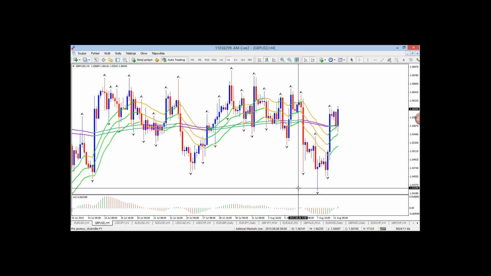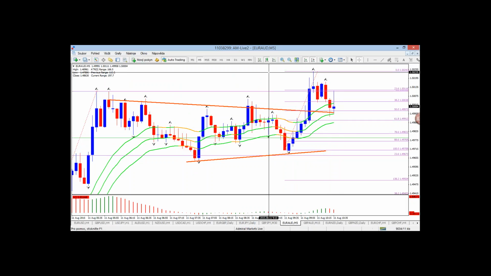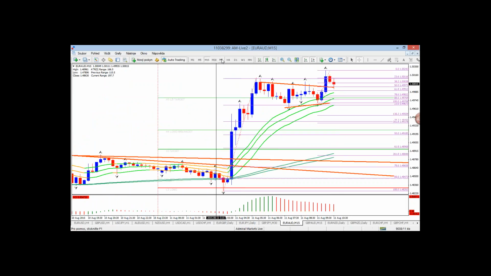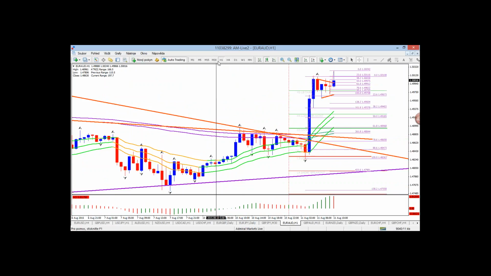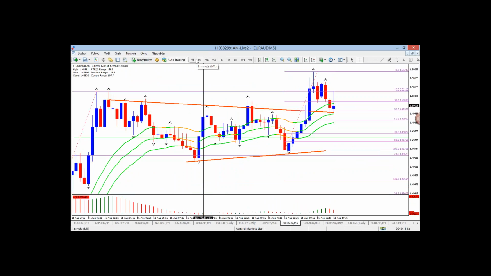Anyhow, the euro odd. As I said, the 1 hour is probably the best conservative way. Looking for a bounce basically after breakout.